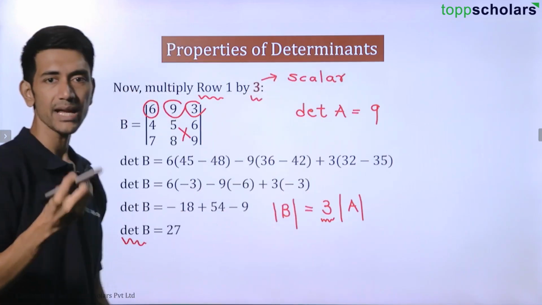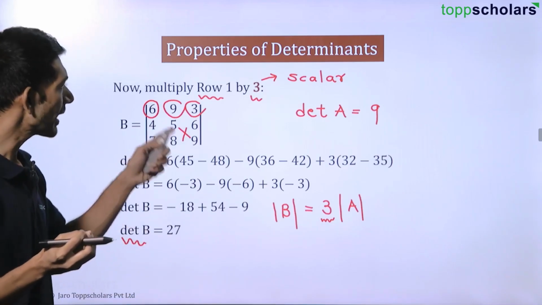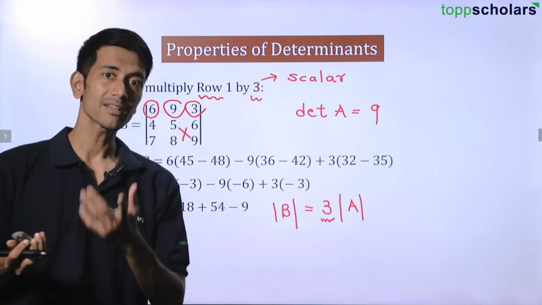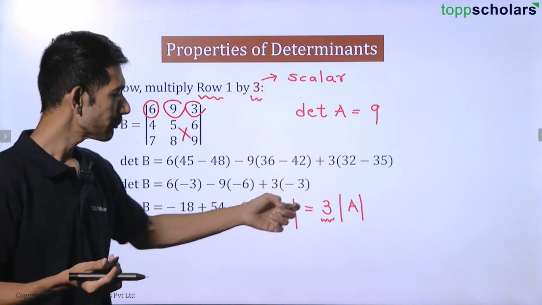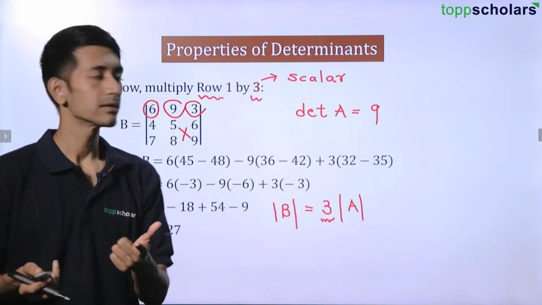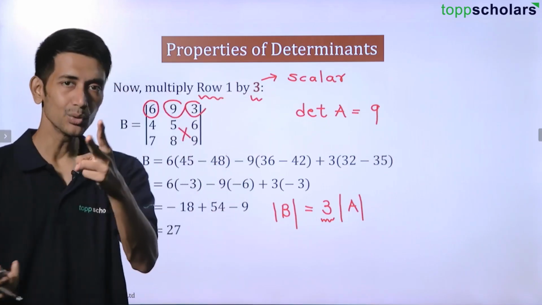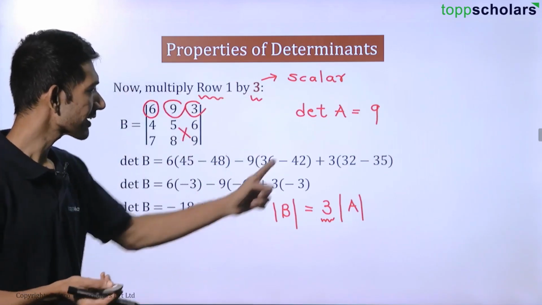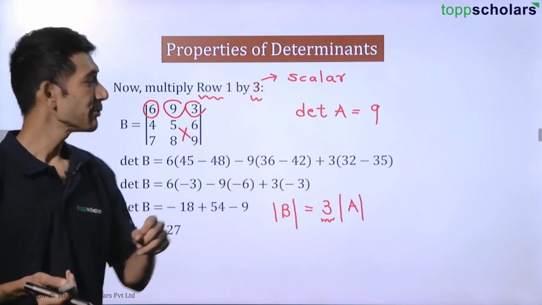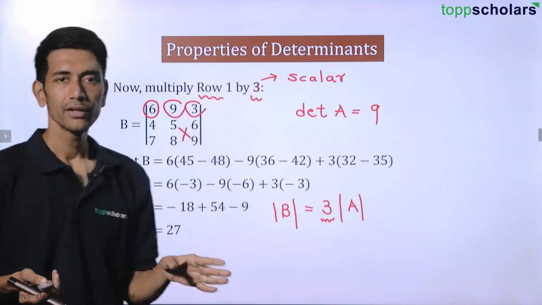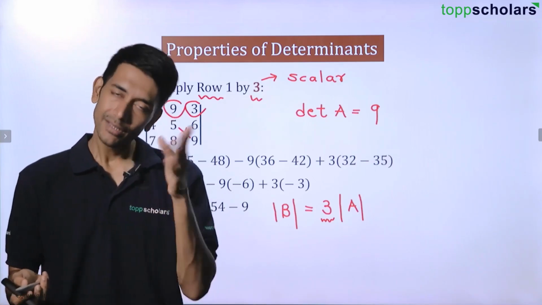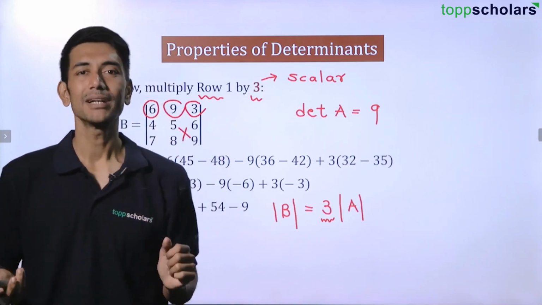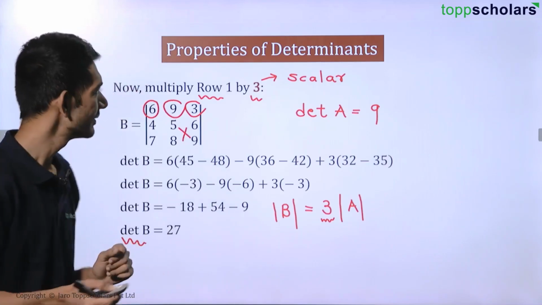So this is the same scalar which we multiplied the row 1 with. And what is the result that we got? We got the result that the determinant became 3 times the previous determinant. If you multiply row 1 by 2, you would have got the answer as 18. If you multiply row 1 by 5, you would have got the answer as 45. Even if you multiply any column, in that case also, you will get the multiple. I hope this part is clear.